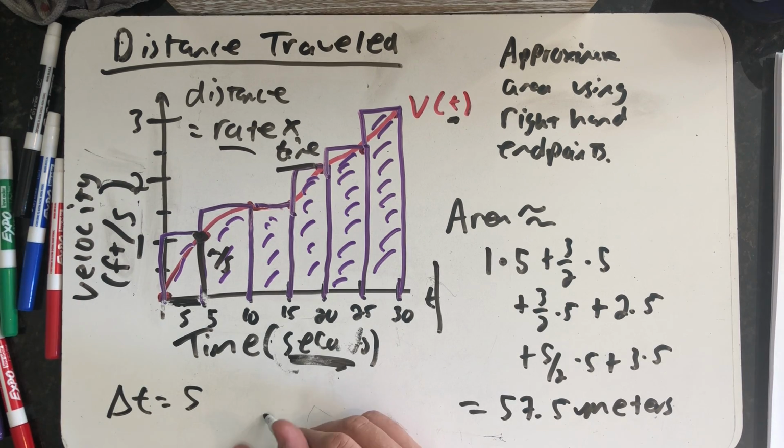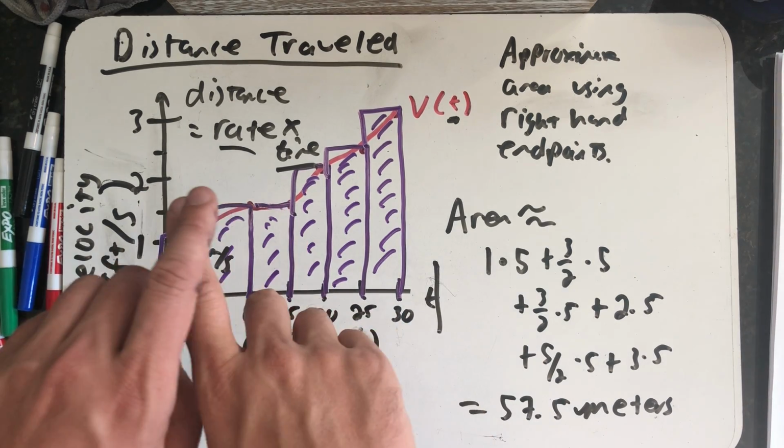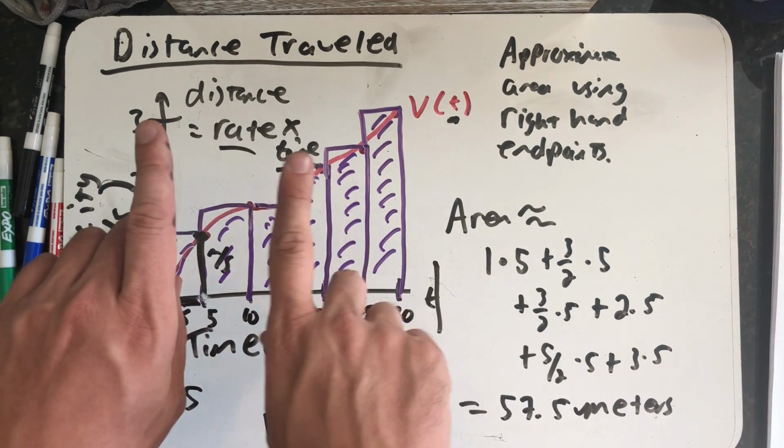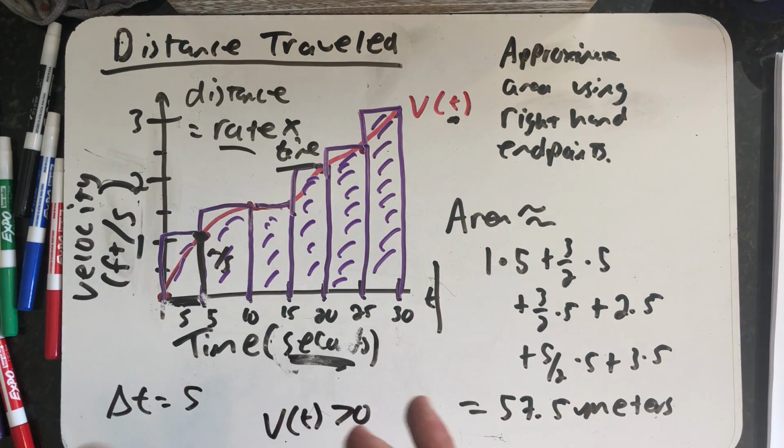Now it's important that in this example I had a velocity function that was bigger than 0. If my object was traveling in that straight line and it turned around, the velocity could be positive or negative, so instead of using velocity for this calculation, I'd have to use speed.